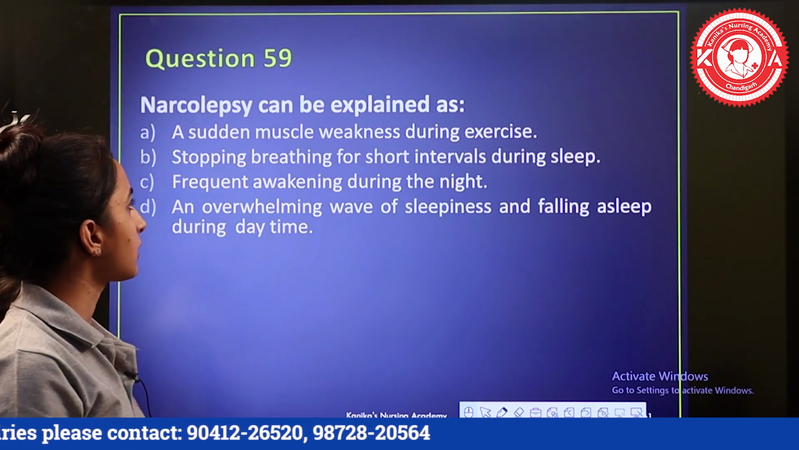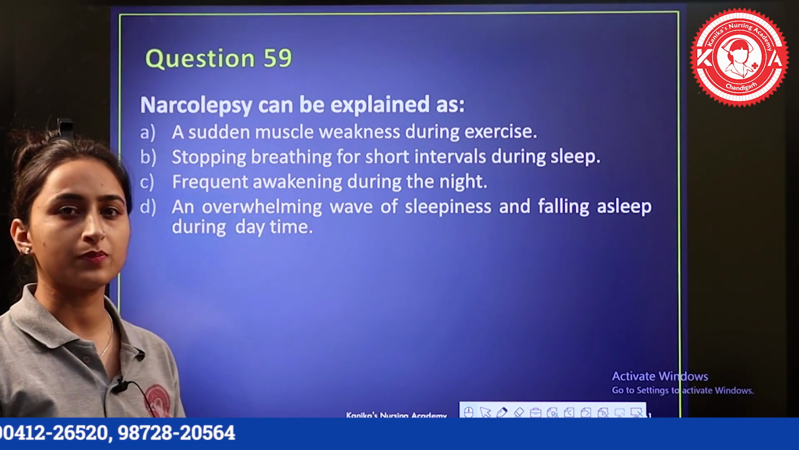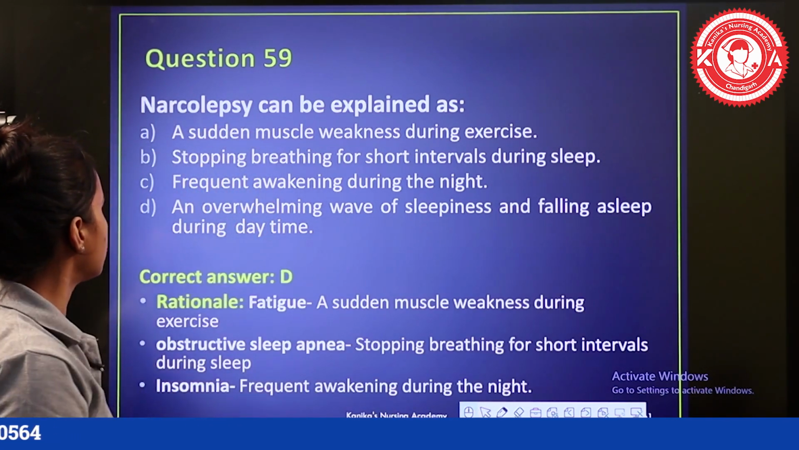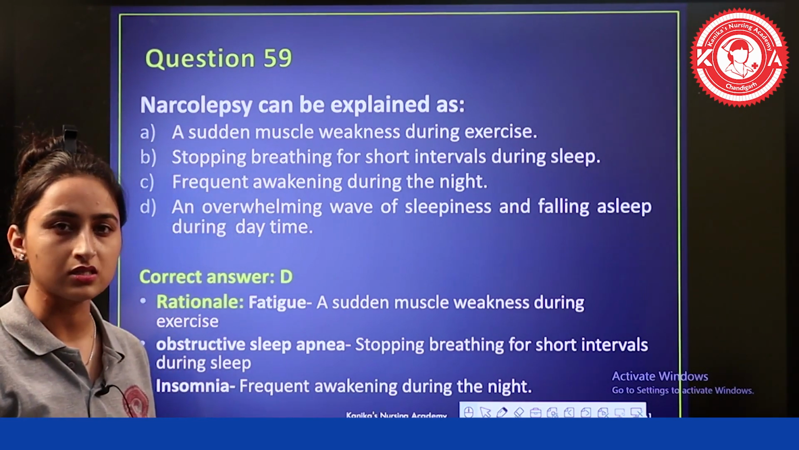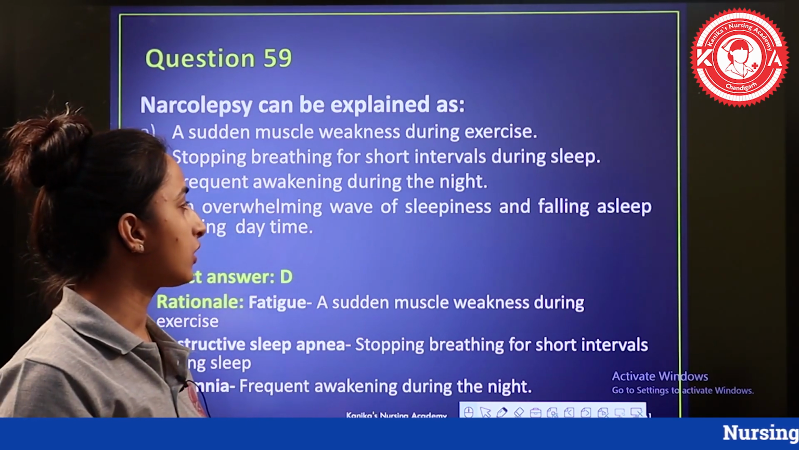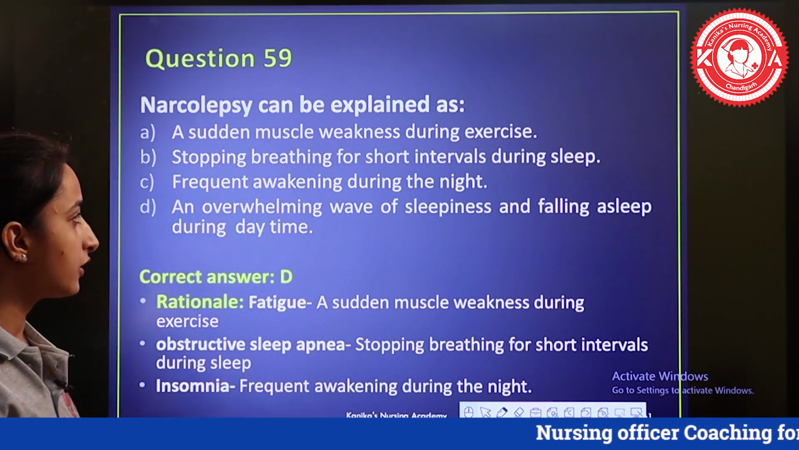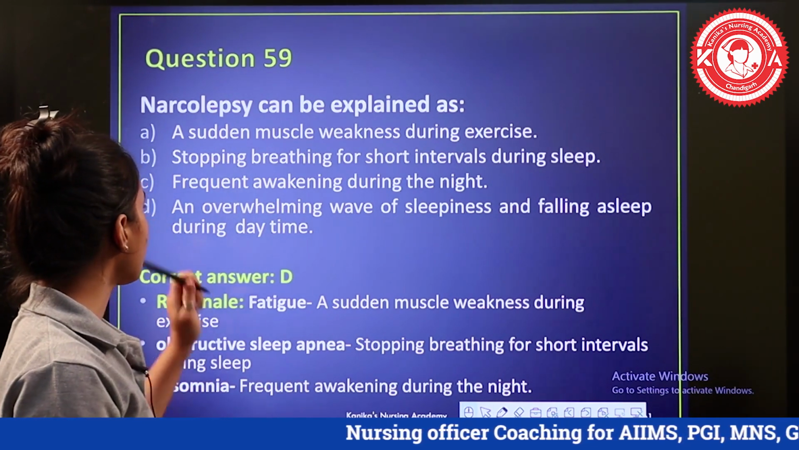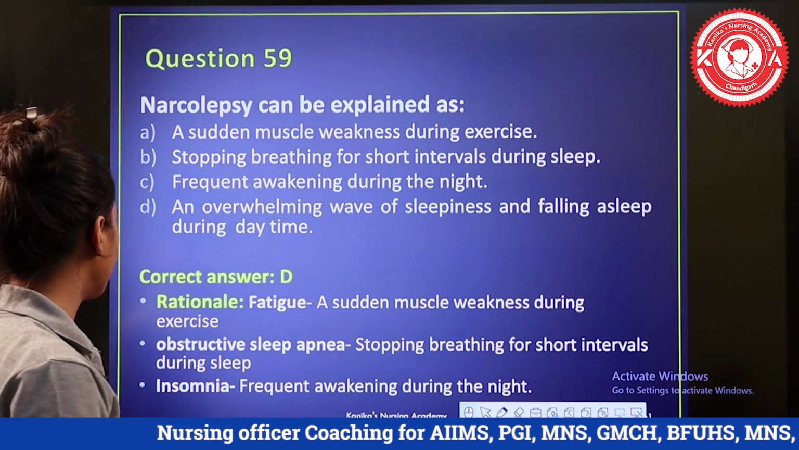Next is, narcolepsy can be explained as. If we talk about the meaning of narcolepsy, narcolepsy is excessive daytime drowsiness, right? So the right answer is D, that is an overwhelming wave of sleepiness and falling asleep during the daytime, that is narcolepsy. The first option, a sudden muscle weakness during exercise, is called fatigue. Stopping breathing for short intervals during sleep is called obstructive sleep apnea. And the third option, frequent awakening during the night, is called insomnia.